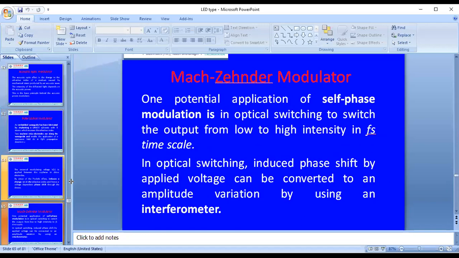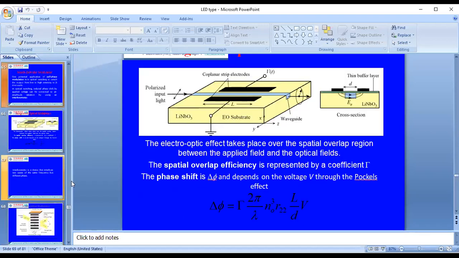Then when you see the Mach-Zehnder modulator, one potential application of self phase modulation, it is also one of the self modulation type of techniques. Here in optical switching, to switch the output from low intensity to high intensity, which type of Mach-Zehnder modulator will be used? In optical Q switching, which will induce the phase shift by applying the voltage, and which can be converted to the amplitude variation by using this interferometer.